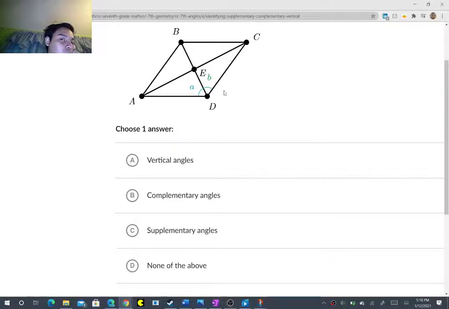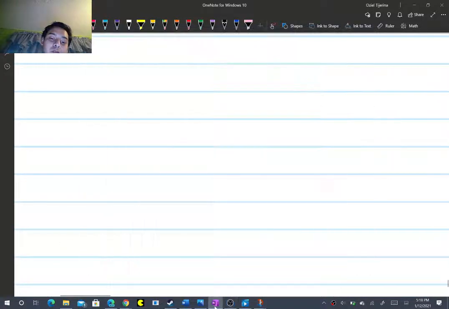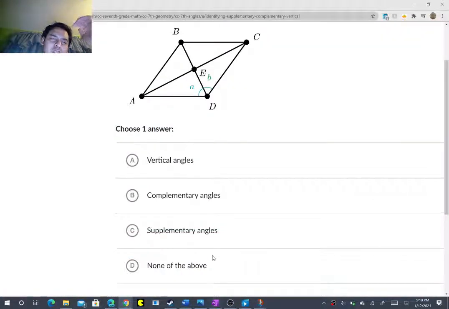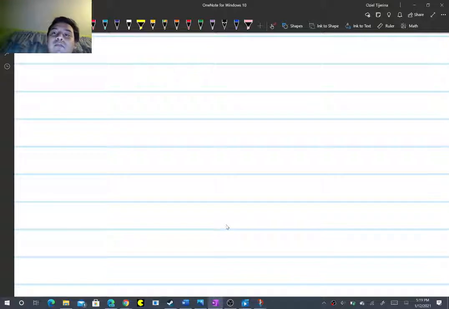Okay. This one, okay, this one is tricky because it looks like they form a 90-degree angle. If we kind of rotate the figure, however, this is a parallelogram, I think. Basically we have something like this.